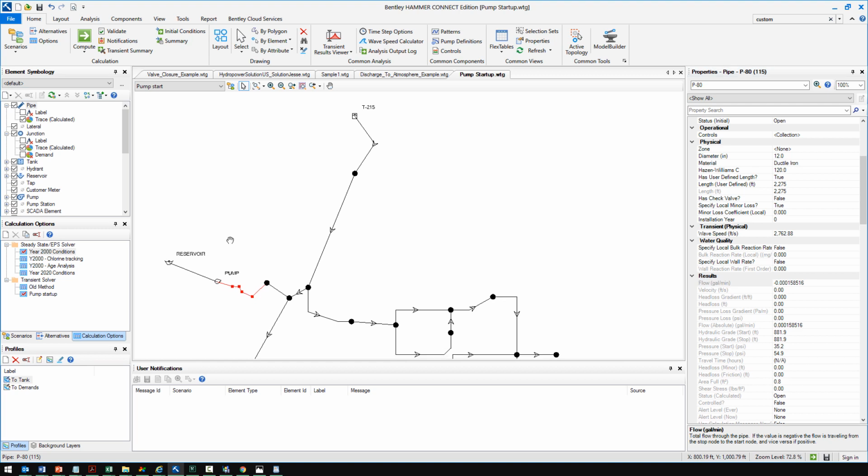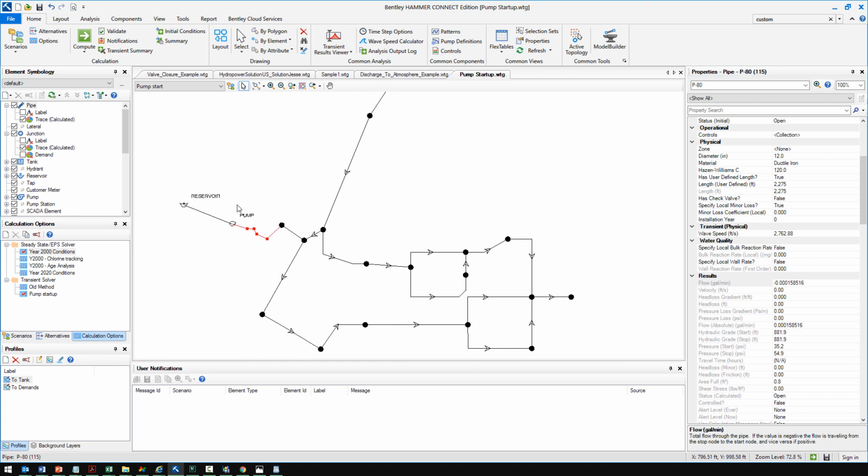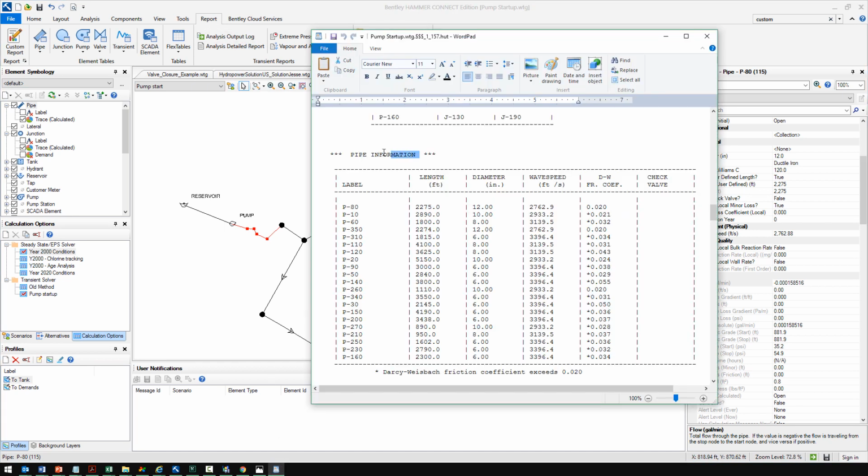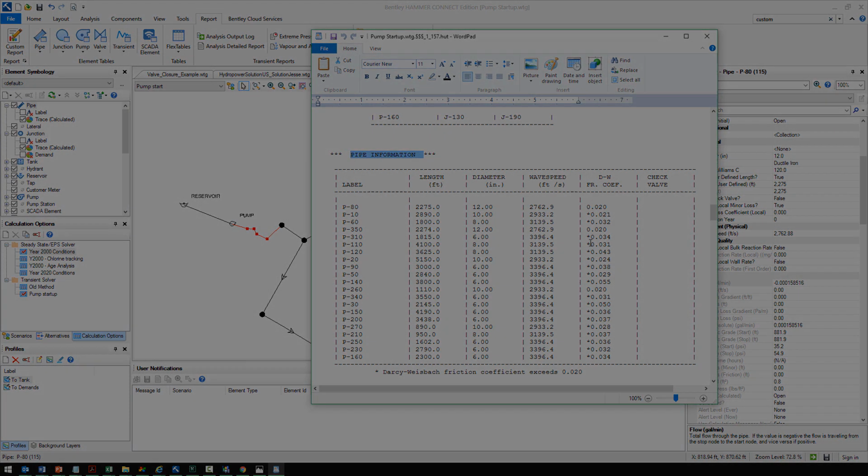But the same thing also applies if you're using a valve and you're modeling a valve opening. So if you're starting your initial conditions with the valve closed, all the pipes will have 0 flow probably, and you could run into the same issue. So it's a good idea to be aware, again, under Report, Analysis Output Log, go down to the pipe information section and double check that your DW friction coefficients are good.